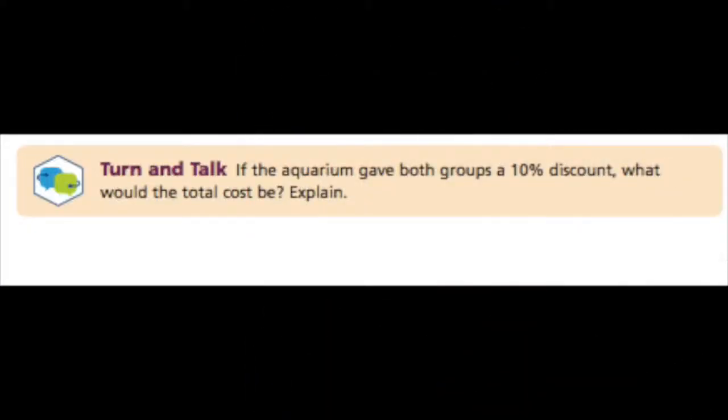Turn and talk. If the aquarium gave both groups a 10% discount, what would the total cost be? Explain. According to our turn and talk, we're now going to be given a 10% discount from the rate that we found earlier. So we're going to find a 10% discount of $490.